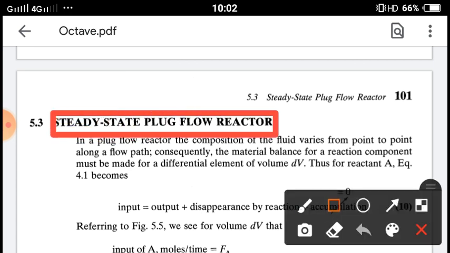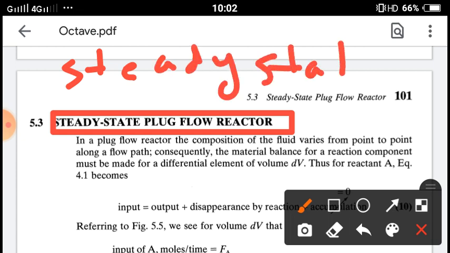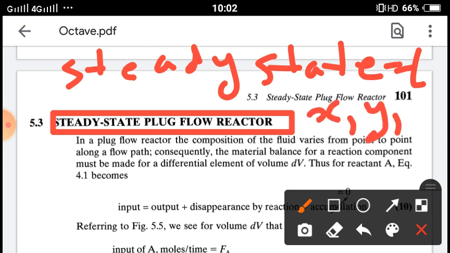And remember, we are talking about it at steady state condition. That means the parameters will not change with respect to t, but they can change with respect to coordinates x, y and z. So you need to remember it because in an MFR or in a batch reactor this was not the case.